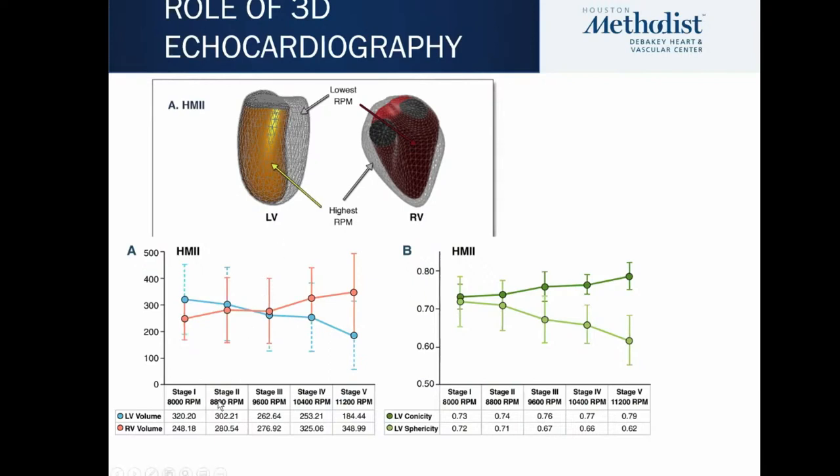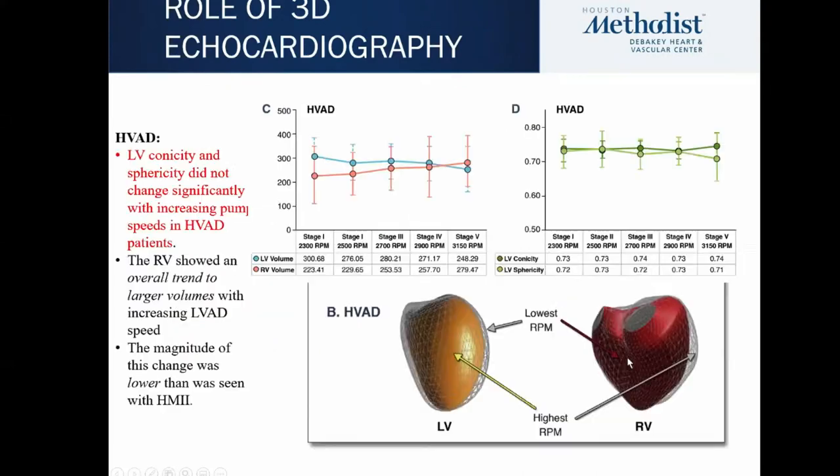For instance, in HeartMate 2, as we can see, as the LVAD speed was increasing, you do see a decrease in the LV volume and the RV volume increases. And the conicity increases, whereas the sphericity decreases. The HVADs behave differently, as LV conicity and sphericity do not significantly change with increasing pump speed. And the RV showed an overall trend towards larger volume with increasing LVAD speed. The overall magnitude was much lower compared to HeartMate 2. As you can see here, the sphericity and conicity stay almost the same, and the changes in RV and LV volume are much different compared to what was seen in HeartMate 2.